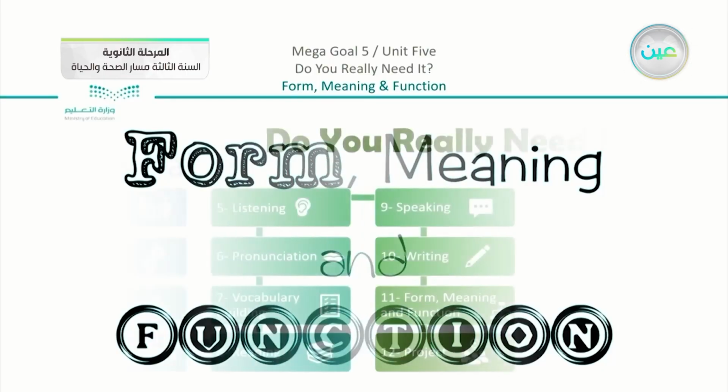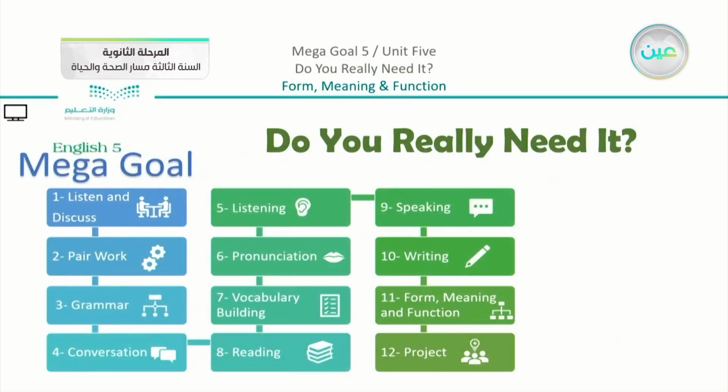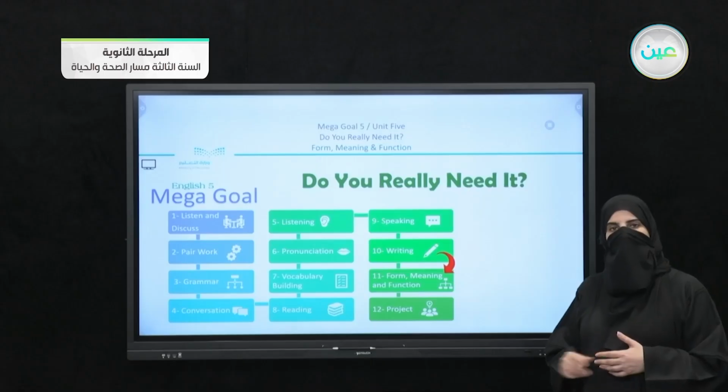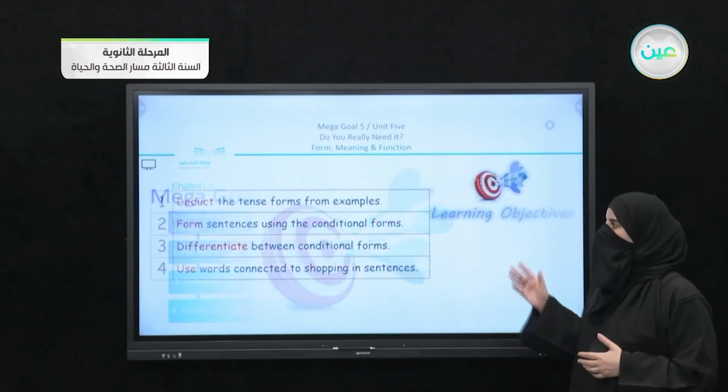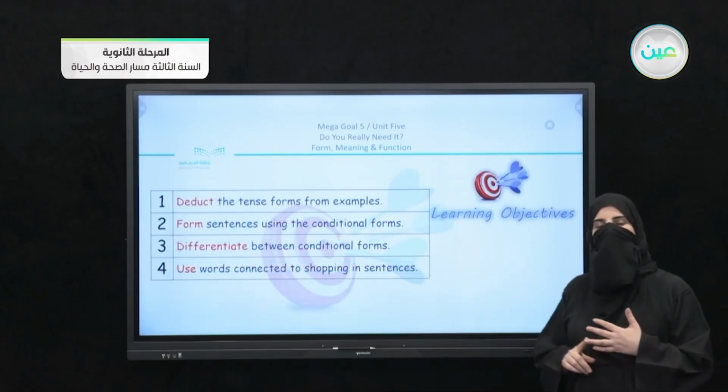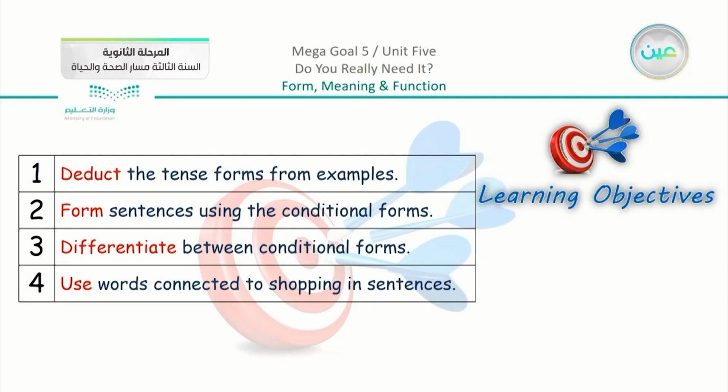Now, we have reached about the end of our unit. We are exactly here, the form, meaning, and function lesson. So we are going to start with our objectives, which is to first deduct the tense forms from examples. Number 2, to form sentences using the conditional forms. Number 3, to differentiate between conditional forms. And number 4, to use words connected to shopping in sentences.